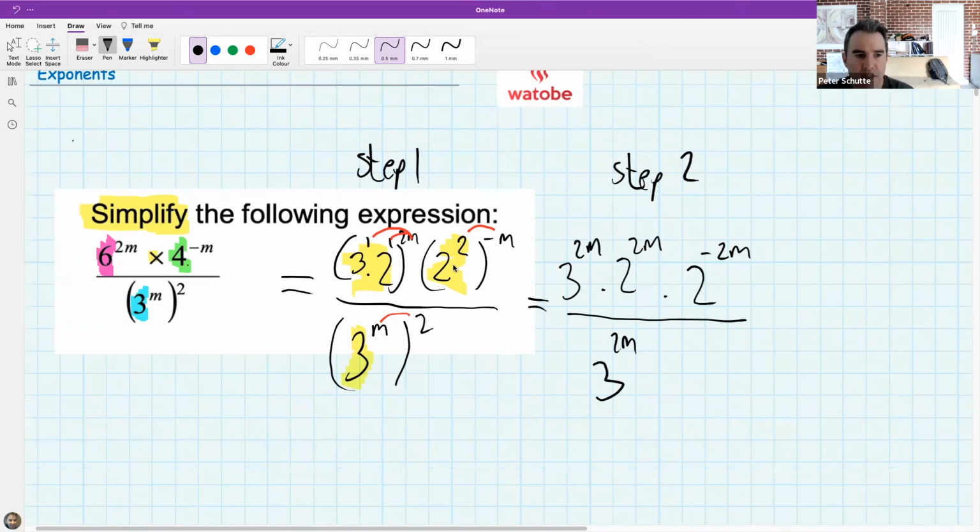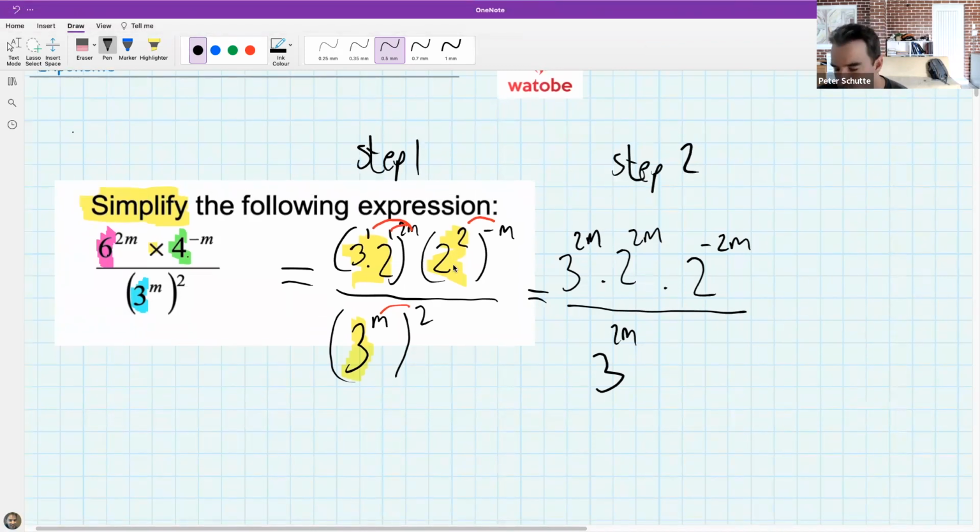Okay. Now, this is where we're going to get to that point that came earlier, that we've got these negative powers and all sorts of things going on. But the good news is all my bases are either 3s or 2s, and I spot something in particular. I spot that there's a 3 to the power of 2m on top, and there's 3 to the power of 2m on the bottom. Now, there's 2 ways I can do this.